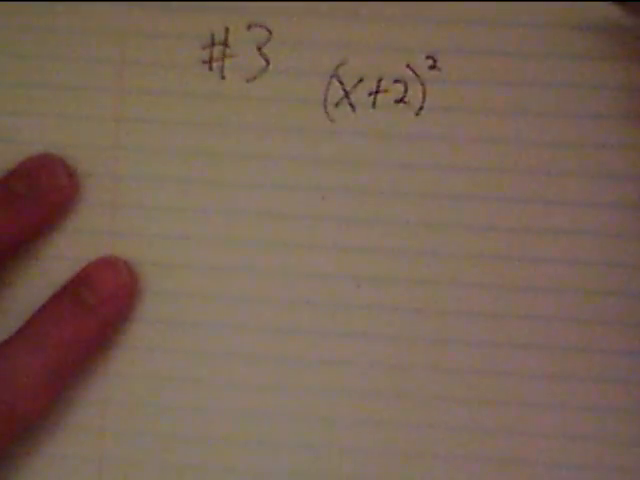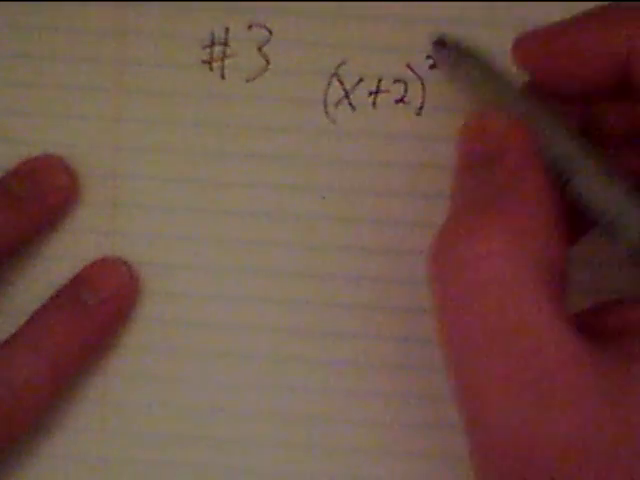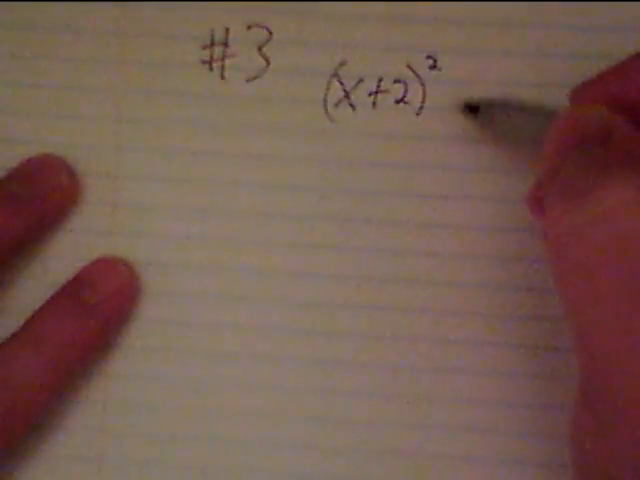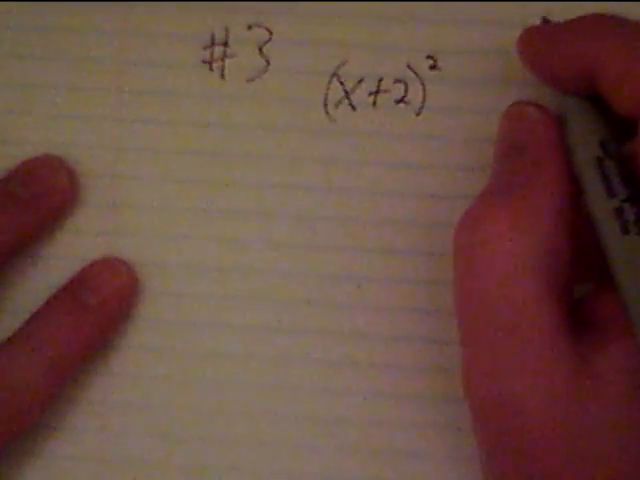Number 3. We have x plus 2 all squared. Now it's tempting to just square this term and square this term and be done with it, but that's not how this works. That doesn't follow the FOIL method.